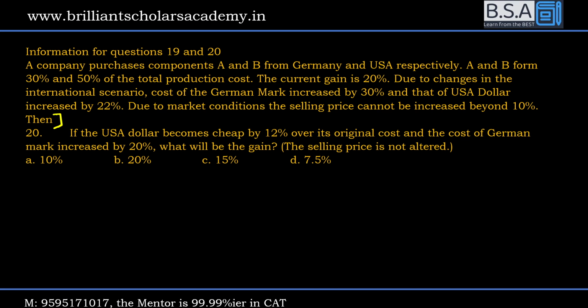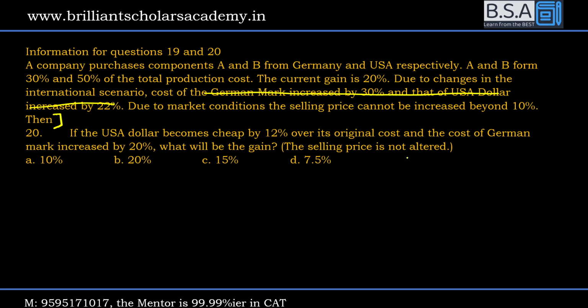A company purchases components A and B from Germany, USA, everything is same. Read the condition in the question. If the US dollar becomes cheap by 12% over the original cost. So in this case, you are not going to work on these numbers. Read the second line. And the cost of German mark increases by 20%. What will be the gain?